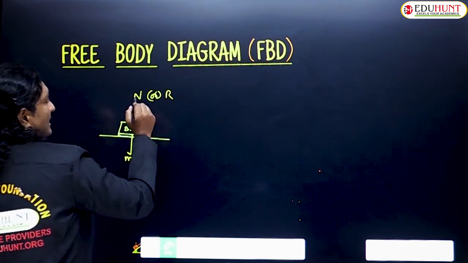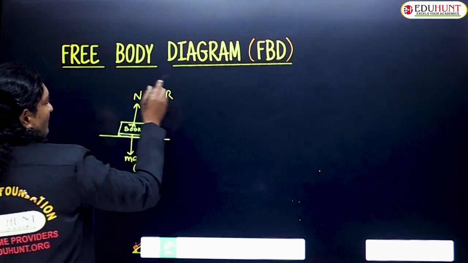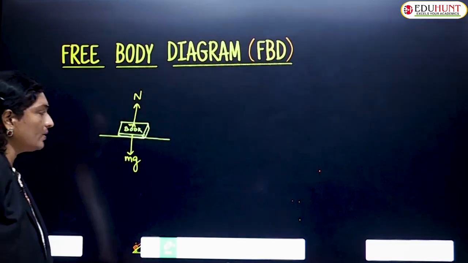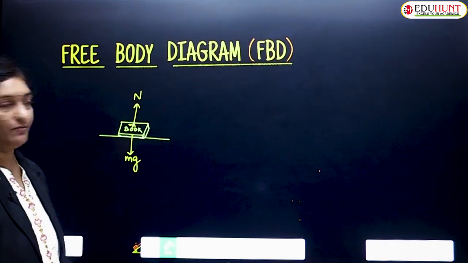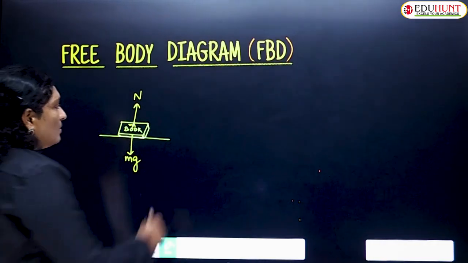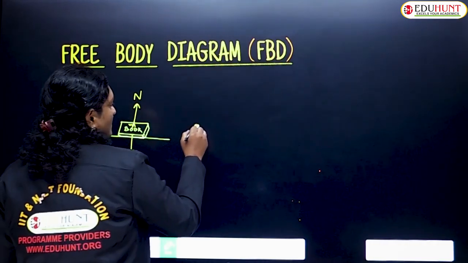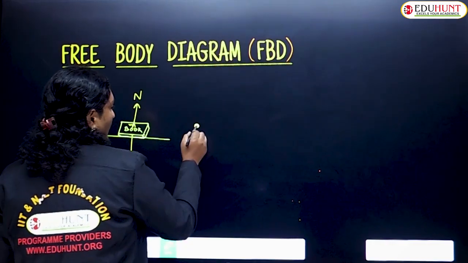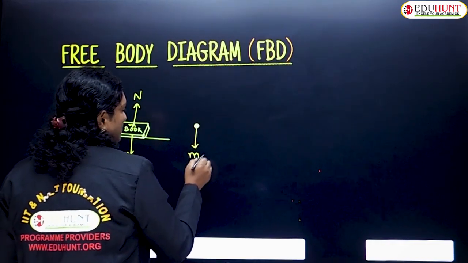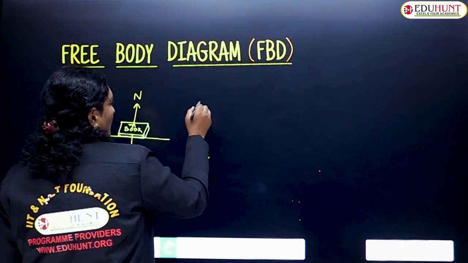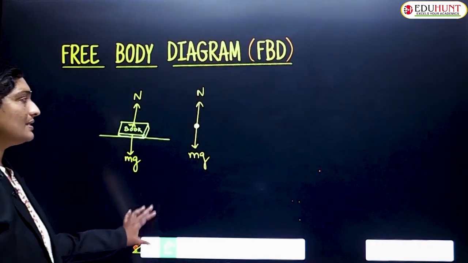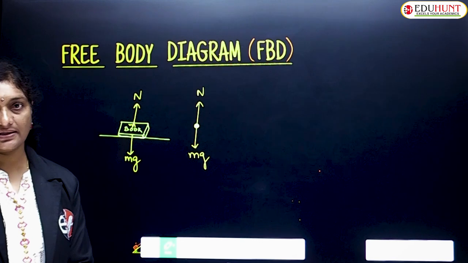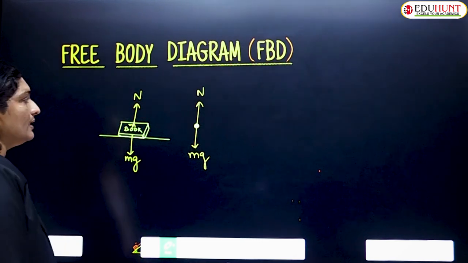Sometimes they represent the same with N and a few people may represent the same with R. The upward force N is balanced by the downward force. So this complete book is indicated with a simple dot, with the weight of the body mg acting downwards, whereas the normal reaction force acts upwards. This representation of a body itself is called a free body diagram.